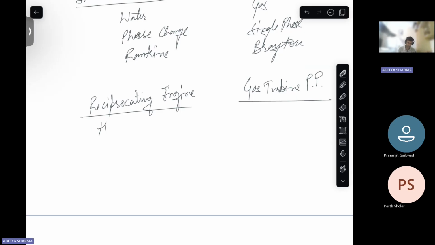So this has higher weight per kilowatt. The power that this engine is generating, with respect to that, its weight is high. For the gas turbines, the advantage is that this is low.